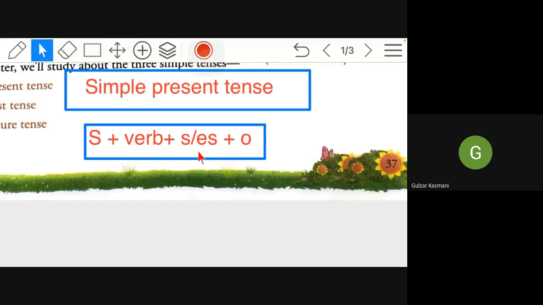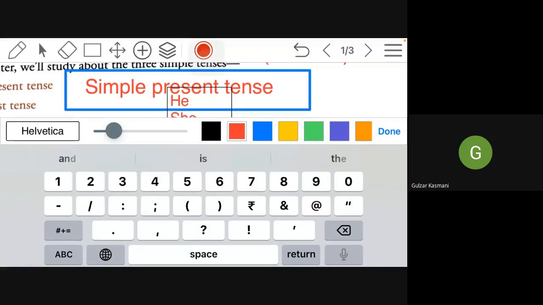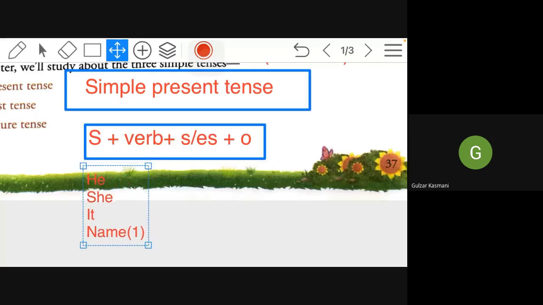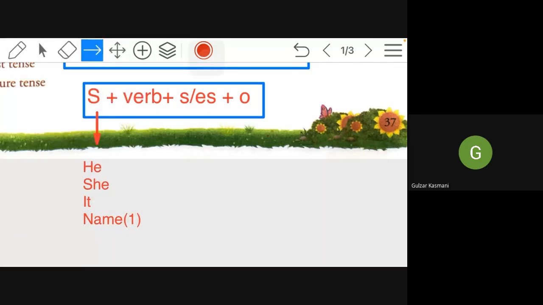So, I'm writing something. See, carefully pay attention. He, she, it, or name. In bracket one, I will write. See, students, whenever in the subject part there is he, she, it, or any one person's name, at that time we will add S or ES with the verb of the sentence. I repeat, in the starting part of the sentence, whenever there is a he, she, it, or any one person's name, at that time, with the verb, we will add S or ES. Now, when will we add S, and when do we have to add ES? That is what I will explain to you.